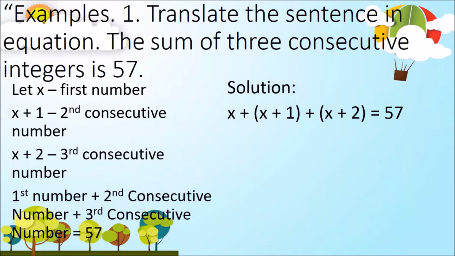And given the sum of 3 consecutive integers is 57, we can simplify similar terms. So x plus x plus x is 3x, and 1 plus 2 is 3. So we have, accepted pa rin as an equation, 3x plus 3 equals 57. Pero mas itong tatlo ay yung una, kasi the 3 consecutive integers is 57. So, doon tayo sa una.